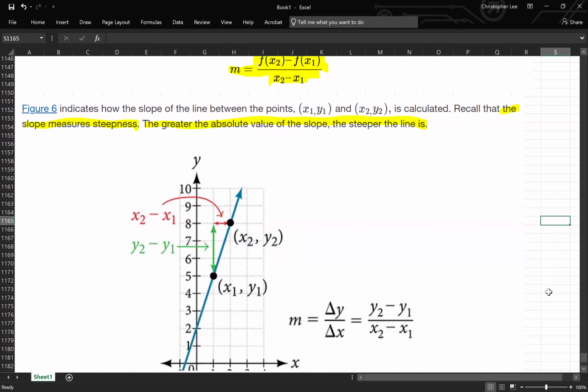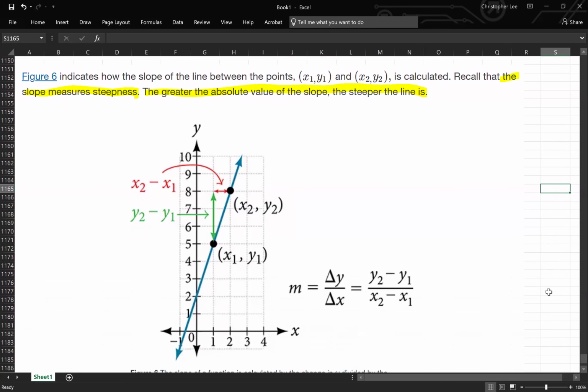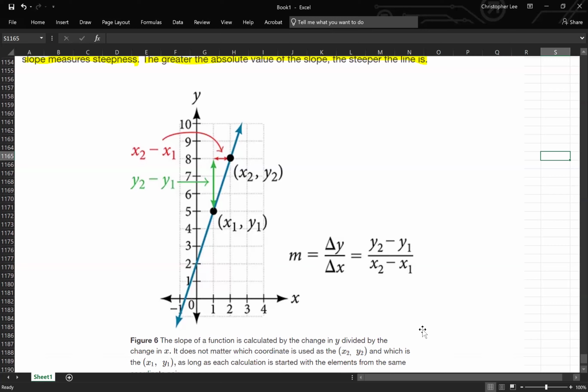Figure 6 indicates how the slope of a line between the points (x1, y1) and (x2, y2) is calculated. Recall that the slope measures the steepness, so the greater the absolute value of the slope, the steeper the line is. So we have two points, x1, y1 here and x2, y2. Our slope formula is the change in y over the change in x. So we take y2, our top point, and subtract the y coordinate for the second point, y1. Then we divide by x2 minus x1. And that's our slope. Questions on this?